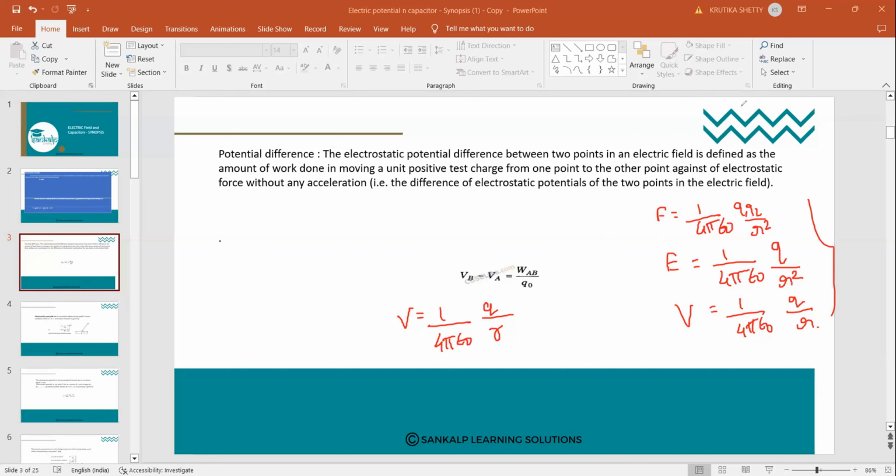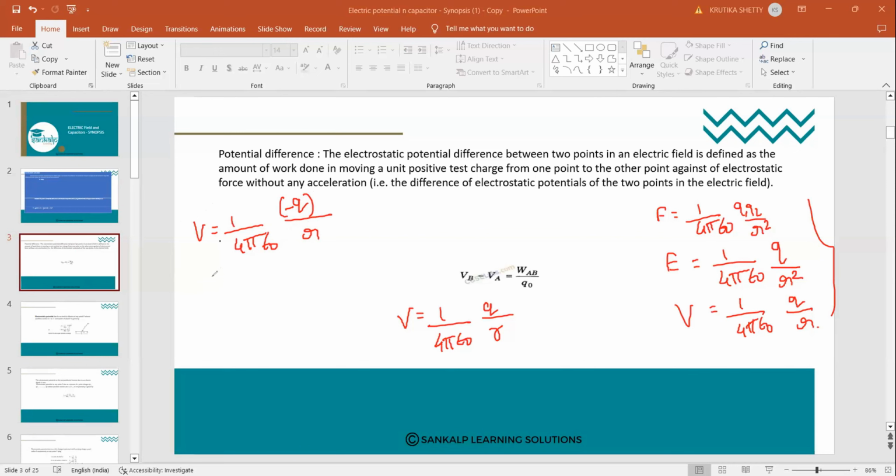Here similarly, if I have the minus q charge, another minus q charge, the electric potential is given by 1 upon 4 pi epsilon naught minus q upon r. It is minus q upon r. The potential is given by 1 upon 4 pi epsilon naught minus q divided by r. This is the potential due to minus q charge.